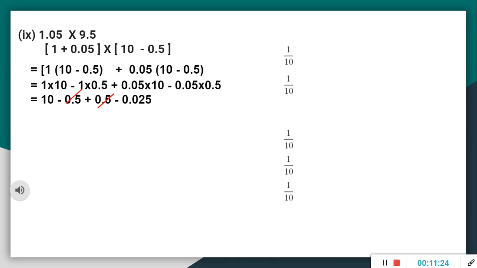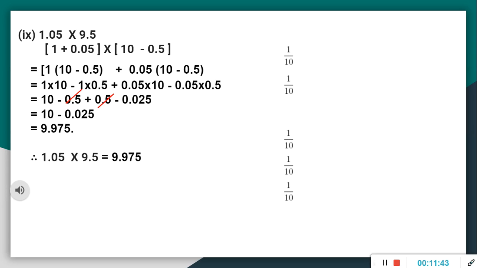So 0.025. Now here you can see that minus 0.5 and plus 0.5 will cut down. So remaining 10 minus 0.025, that is equal to 9.975. So the answer of 1.05 into 9.5 is 9.975.